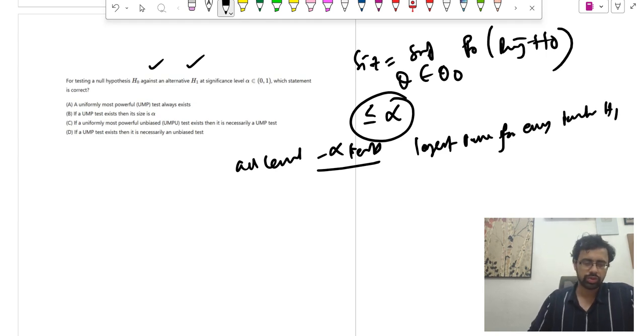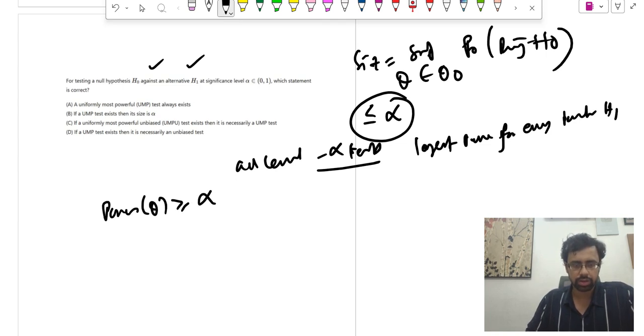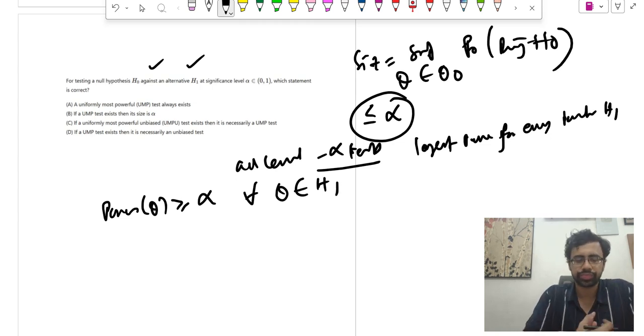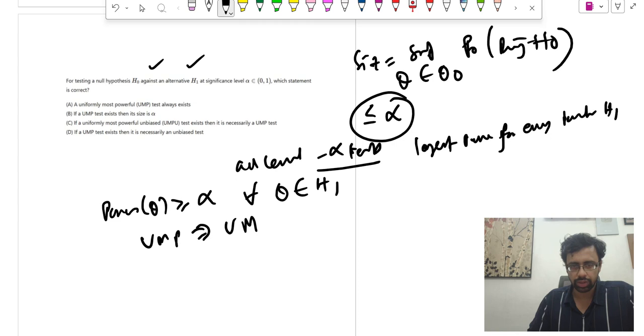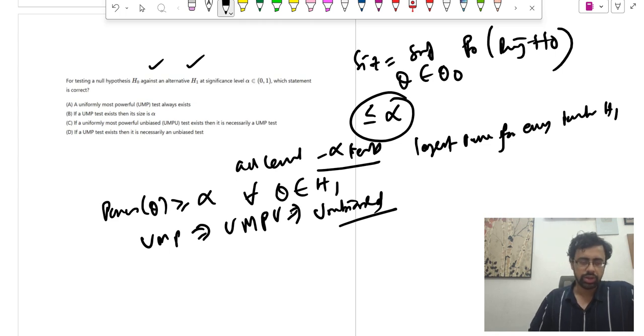Okay. So what is the unbiased test? Power under H1 means the test rejects at least as often when H1 is true as when H0 is true. So UMP, we can write, UMPU, that is the unbiased one. Okay? This is very important.